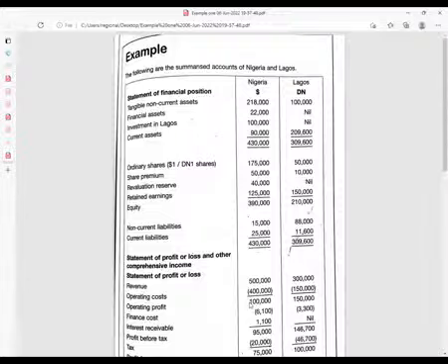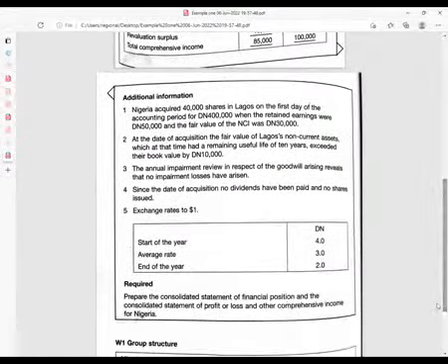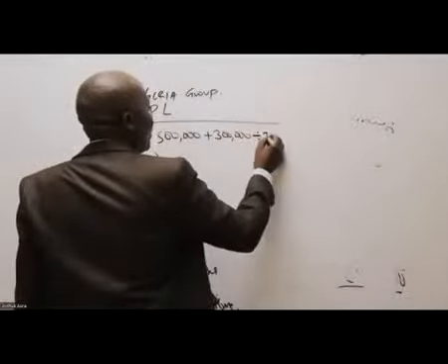So how do I exchange this 300,000 to dollars? Which rate should I use? When we started, I gave you the procedure. Average rate. Do you remember that? For the income statement, it's always average rate, divided by 3. Thank you very much. So divide this by 3.